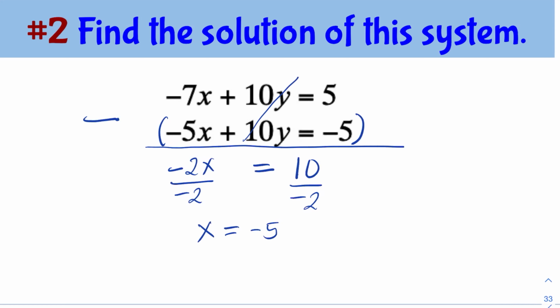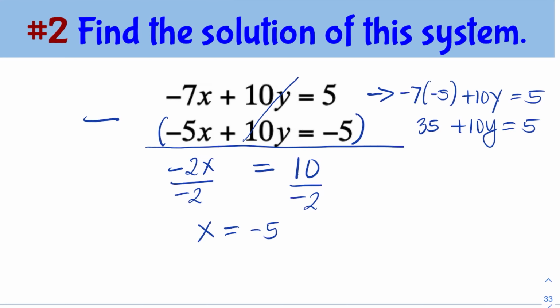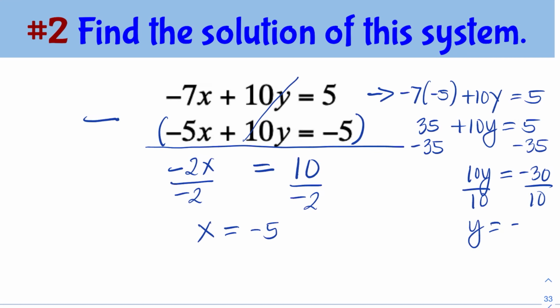Now let's solve for the y. I will use the first equation. So we have negative 7 times our x, which is negative 5, plus 10y is equal to 5. Negative 7 times negative 5 is positive 35 plus 10y is equal to 5. Now we can subtract 35 from both sides. And we have 10y is equal to 5 minus 35, which is negative 30. Now dividing both sides by 10, so the y value is negative 3.